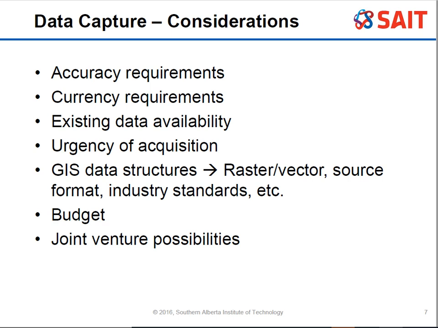But sometimes it's available, and then that saves you a lot of time and money to be able to access that data if you're able to. Also, the urgency of acquisition. So again, how fast does this GIS system need to be developed? There's also the data structures. So again, what kind of data do I need to collect? Because I have to keep in mind what kind of symbols I'm going to use and how I'm going to actually visualize it. Budget, I've already talked about that.